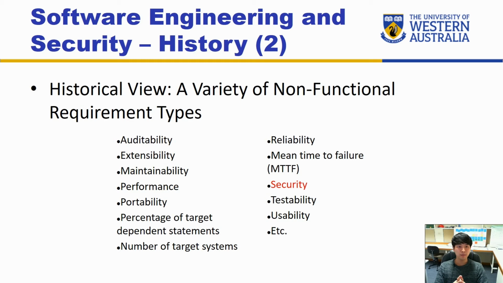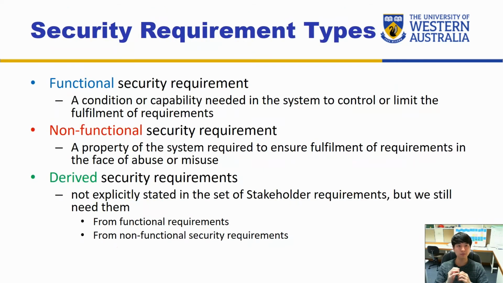Let's have a look at the differences. When we talk about functional security requirements, it's a condition or capability needed in the system to control or limit the fulfillment of requirements. These are quite explicitly described as to what they do. We'll see in the next slide. Non-functional security requirements are properties of the system required to ensure fulfillment of requirements in the face of abuse or misuse. So when something does happen, these characteristics will come into effect and provide fulfillment of requirements.